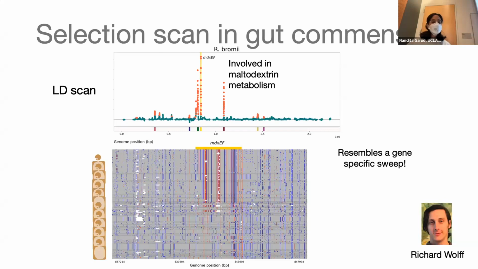And Ricky took a look at the haplotypes. So these are different hosts. And you can look at the signatures right around the locus that we think is under selection. And you can see there's a lot of homozygosity, and it really resembles a gene-specific sweep, like what we hypothesized to be happening. So stay tuned for that paper.